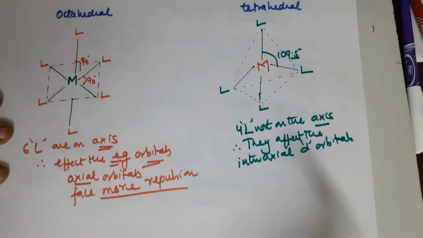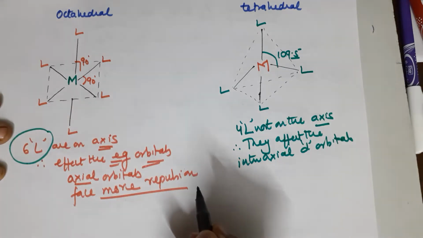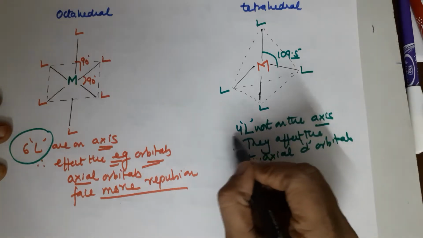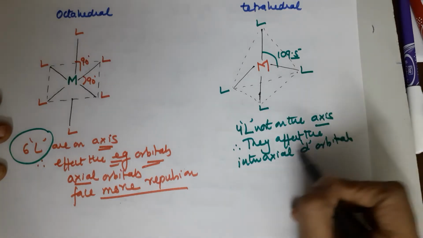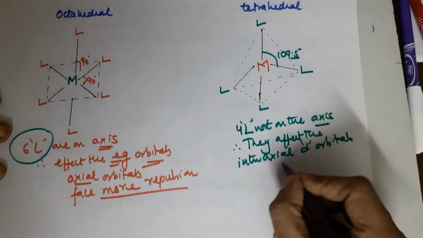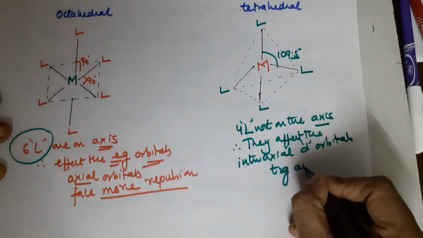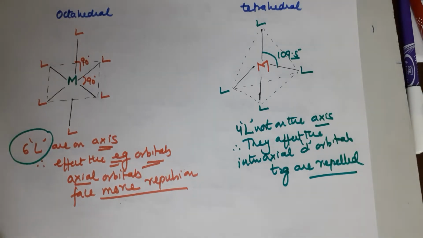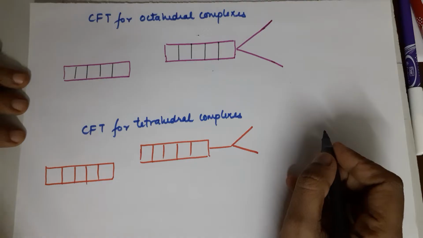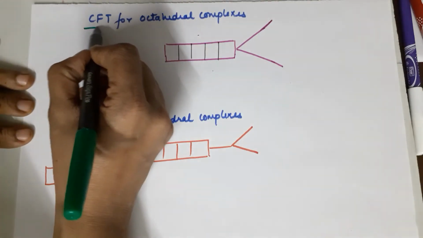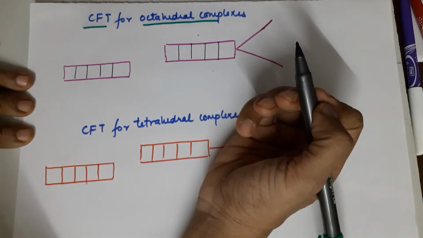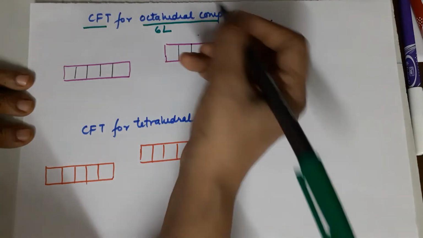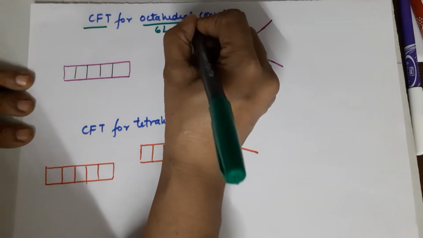So in case of octahedral, your 6 ligands are approaching on the axis, so they affect your Eg. While in case of tetrahedral, 4 ligands are not approaching on axis, so they will affect the interaxial d orbitals, that is the T2g are repelled. Fine. Now moving on to the concept of crystal field theory. I will be first talking about the crystal field theory for octahedral complexes. And when I say octahedral complexes, it's understood there are 6 ligands and they are approaching on the axis.